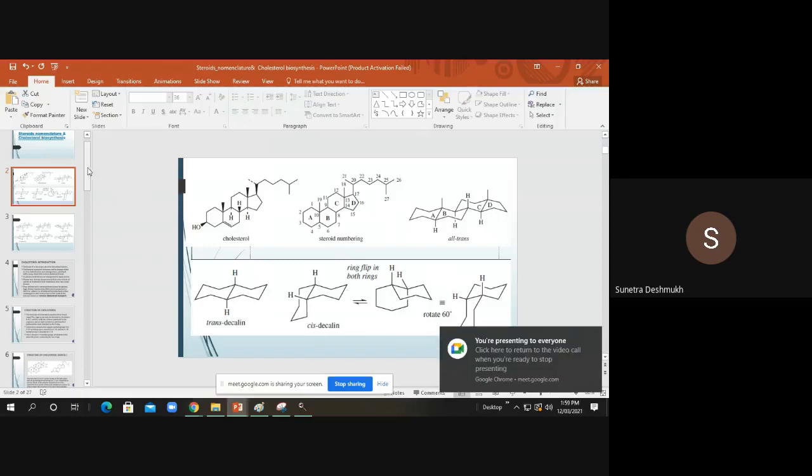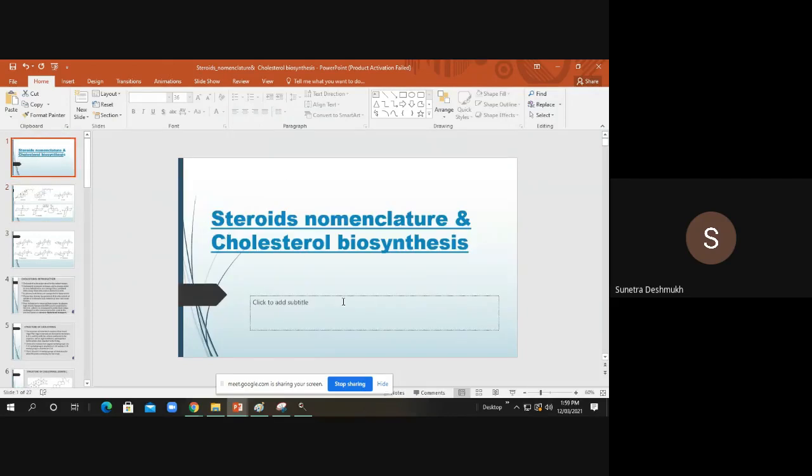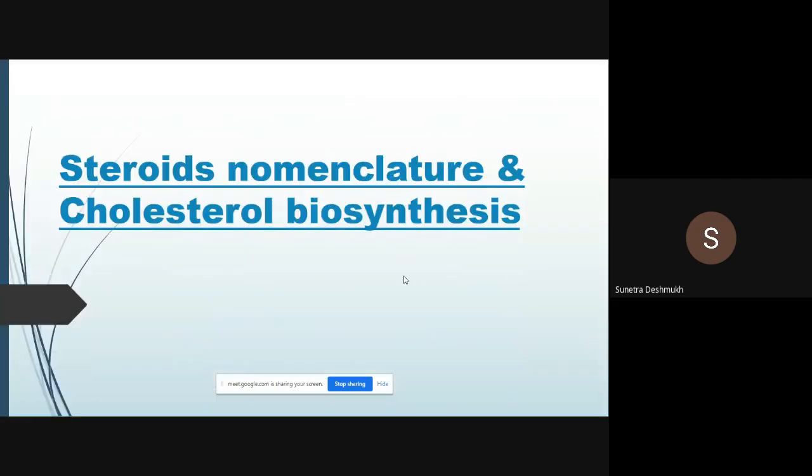Okay, so we have started cholesterol and steroids. As in our previous lecture, we have seen how to do the nomenclature and the numbering for the steroid nucleus. So the basic part we have finished. Now we will go for the introduction as well as the mechanism of biosynthesis of cholesterol.